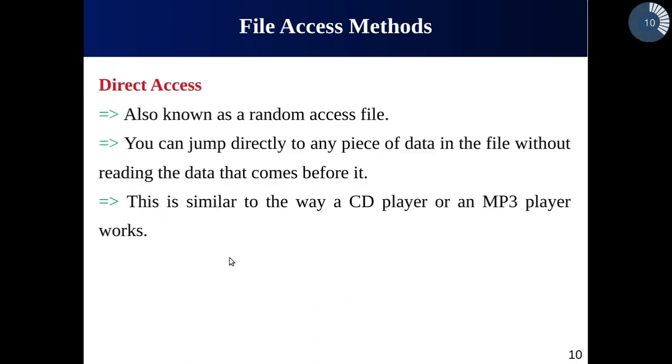On the other hand, we also have another method which is used by programmers, and that is known as the direct access method. When you work with a direct access file method, which is sometimes known as the random access method as well, you can jump directly to any piece of data in the file without reading the data that comes before it. The analogy is similar to a CD player or an MP3 player. The way it works, you can jump directly to any song that you want to listen to at that time.